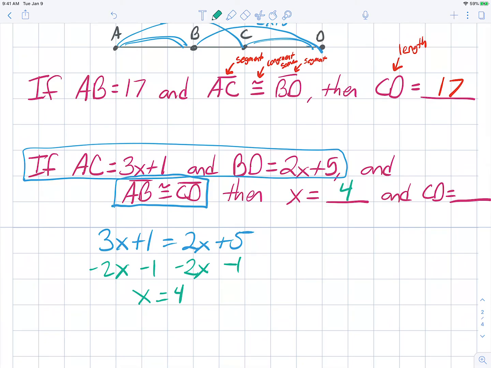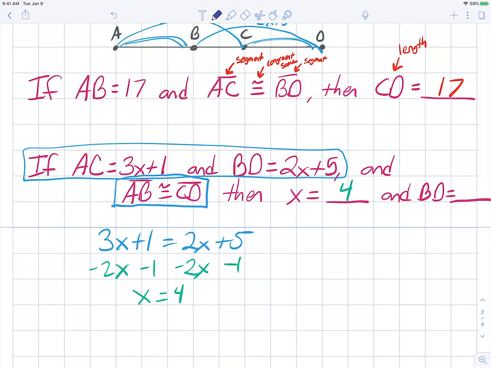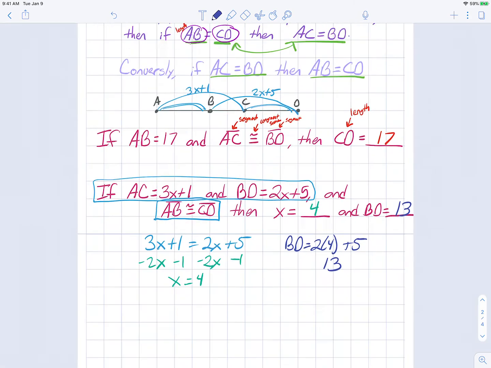Now the second question it's asking, oh, this should be a B, is what is the length from B to D? So if I plug in x equals 4 into BD, I'm going to have 2 times 4 plus 5. So that's 8 plus 5, which is 13. So that has a length of 13.